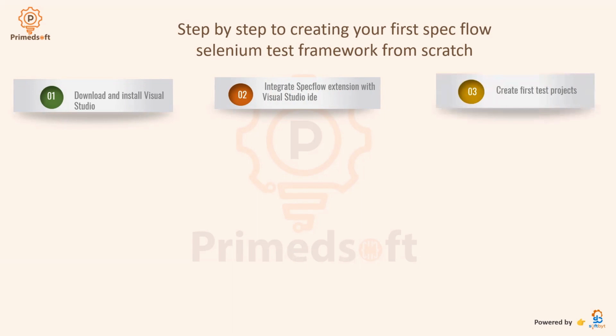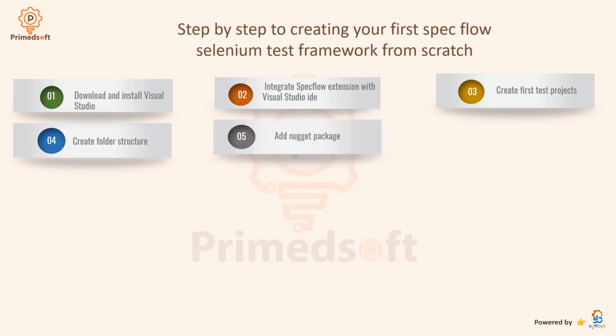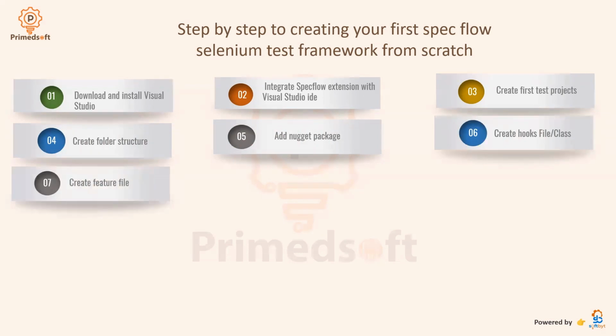After that, the next one is to create your first test project. After creating your first test project, the next is to create your folder structure, right? After creating your folder structure, what you do next is to add your NuGet packages. After adding your NuGet packages, the next thing you do is to create your hooks file or hooks class. After creating your hooks class, you now create your feature file.